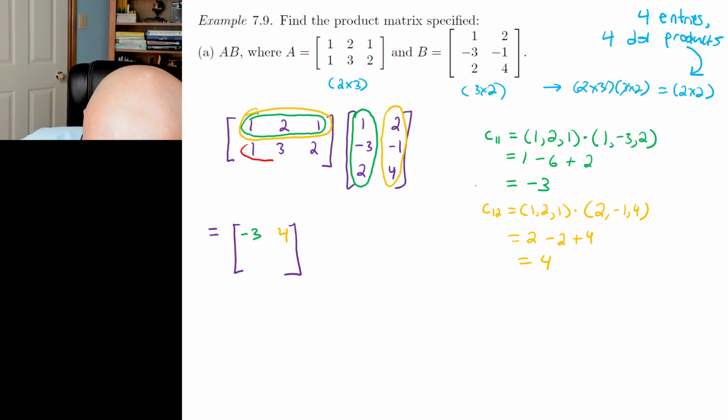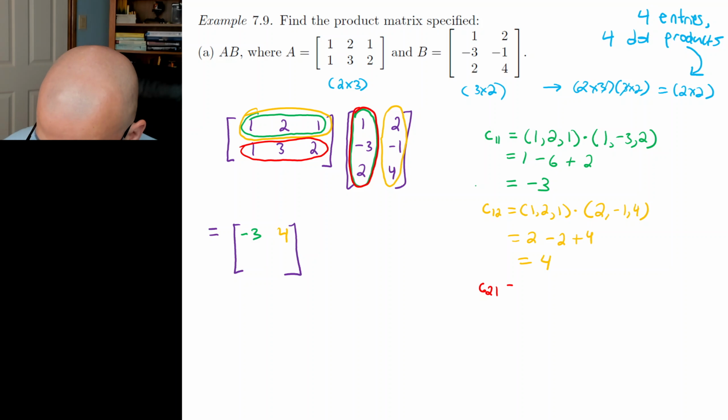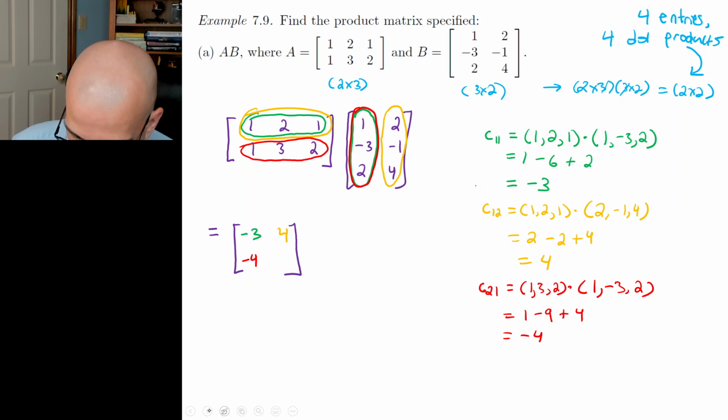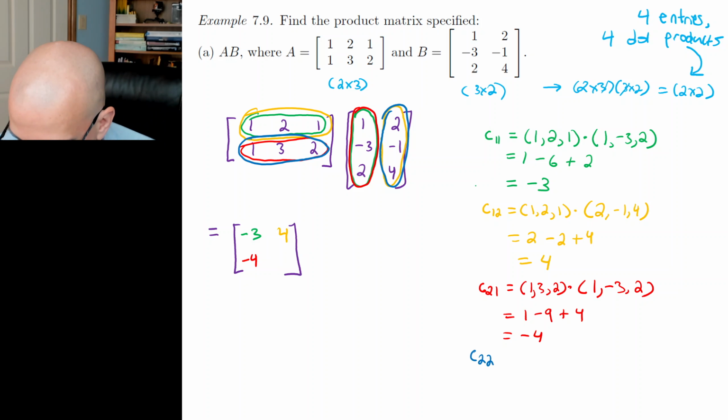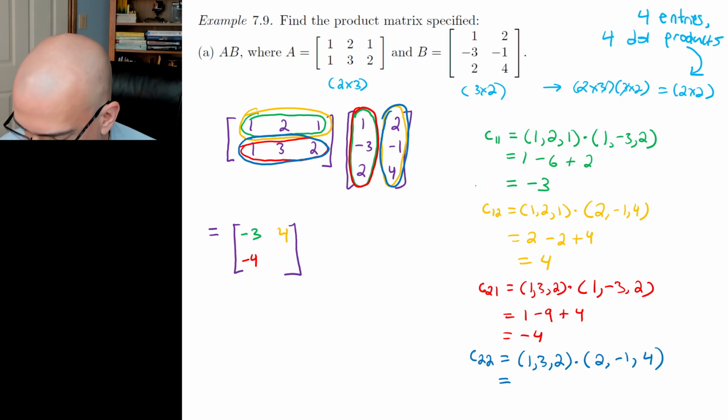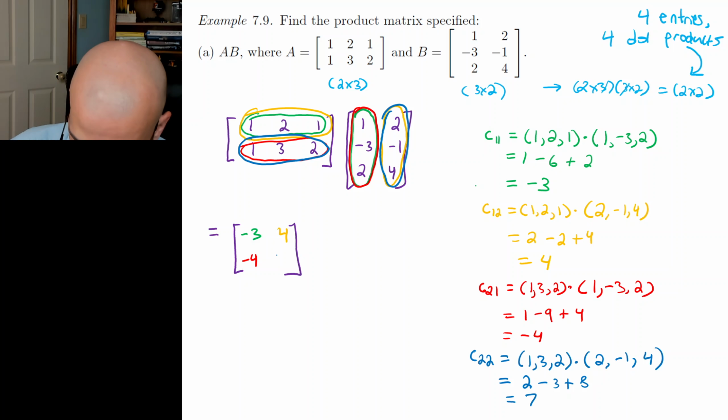Okay, now I'm going to do second row, first column. That's going to be the C21 entry. 1, 3, 2 dot 1, negative 3, 2. So we get 1 minus 9 plus 4, which is negative 4. So that goes here. And then we have one more entry. Row 2 dot column 2. That's the C22 entry. 1, 3, 2 dot 2, 1, negative 1, almost made a mistake. And there's probably mistakes in this video because I miscopied stuff. Just email me. 2 minus 3 plus 8 is 7. And that's our answer.